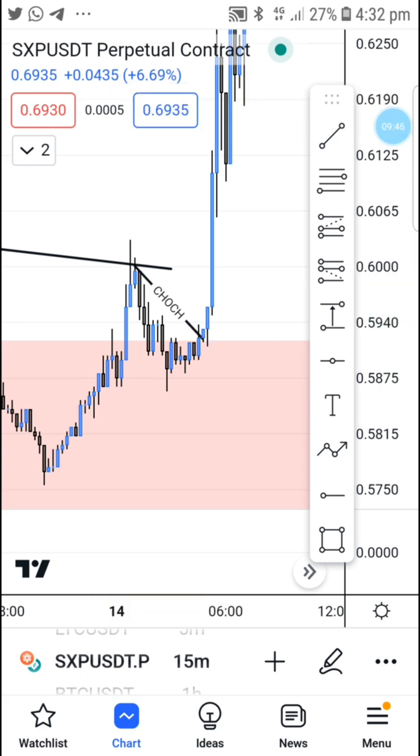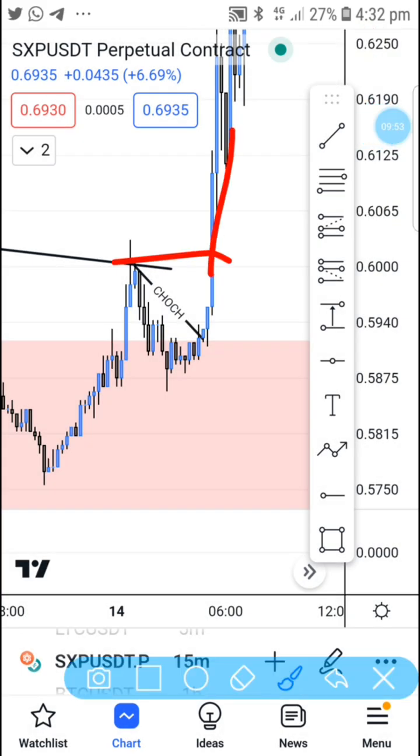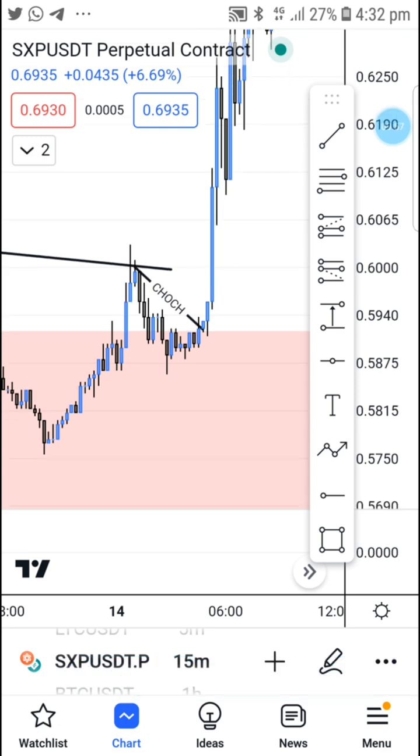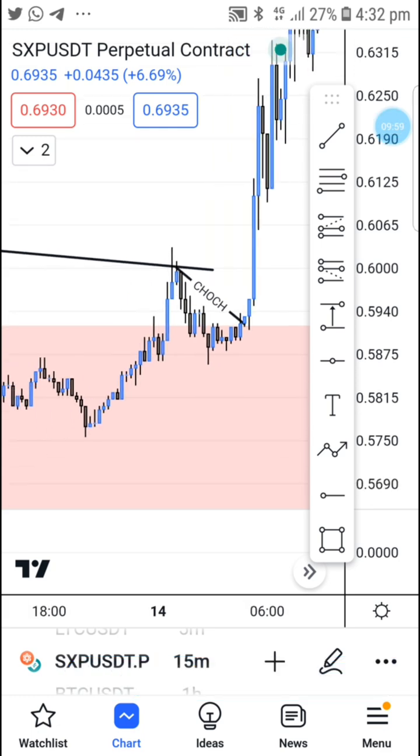You understand? Our change of character occurred around this place. Some people use their change of character to be around this spot, and go up, you understand? But for you to have better understanding, always make your change of character the second to the last confirmation for your entry.